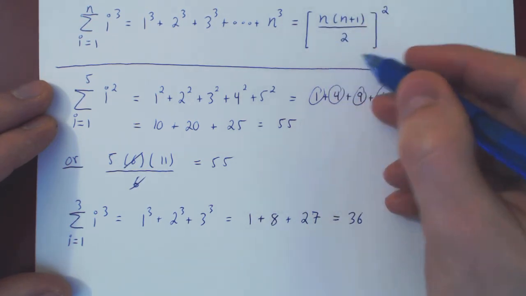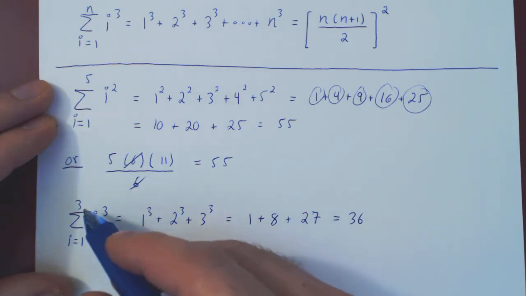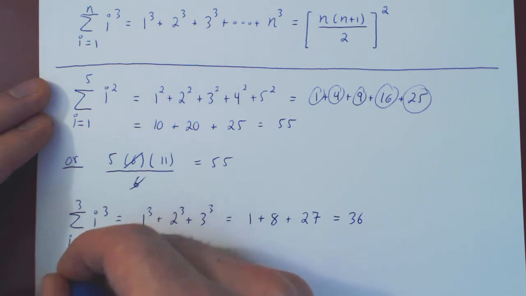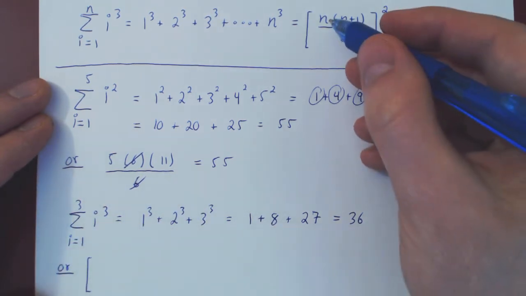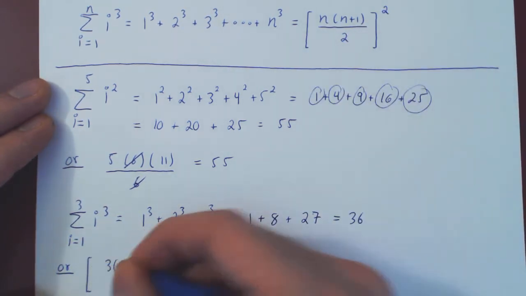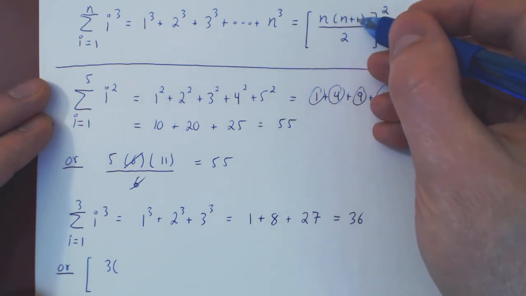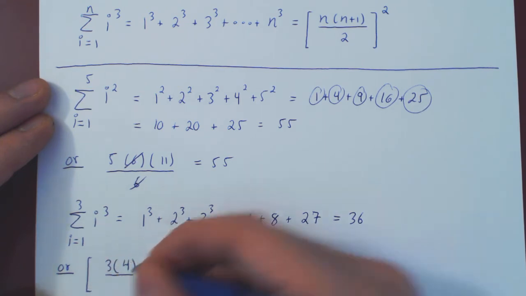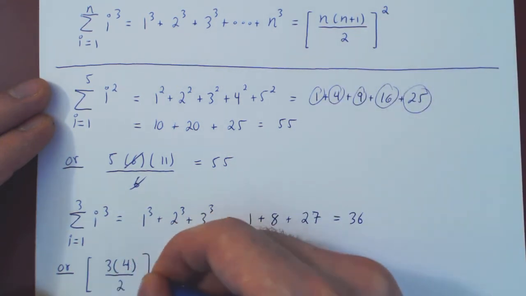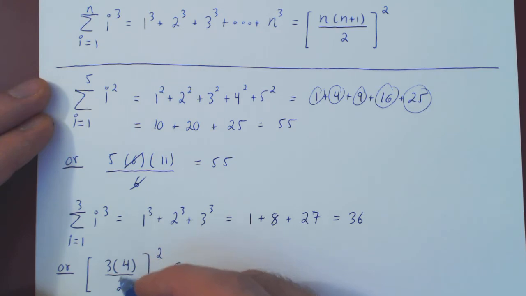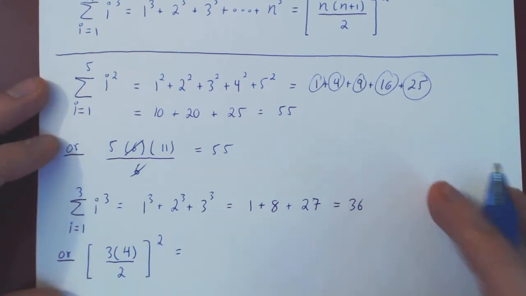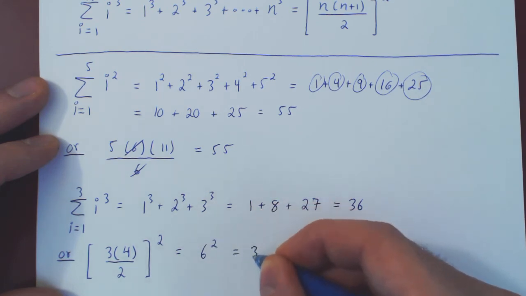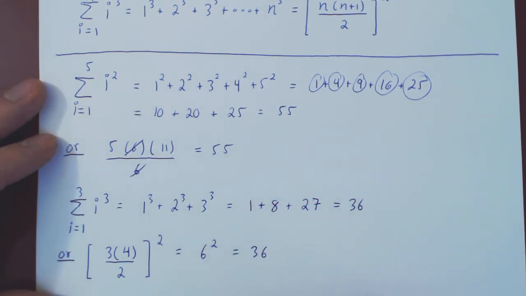Let's evaluate now with the shortcut formula. Here n is 3, so let's plug in 3. So we get 3 times 3 plus 1, that's 4, divided by 2. You square the whole thing. Well, 4 over 2 is 2. 2 times 3 is 6. And 6 squared, of course, is 36. Check.